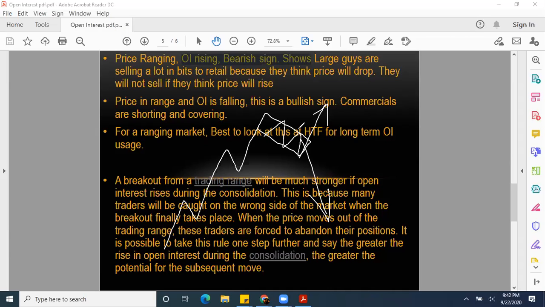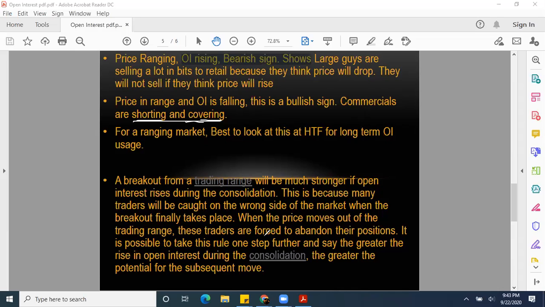So when we find consolidation at a higher time frame, we want to look at our open interest and see what it is telling us. So when price is in a range, of course, the exact opposite, and open interest is falling, this is a bullish sign. Commercials are shorting and covering. Yes, I think I forgot to explain this short. Shorting here and covering is like they are taking partials, right?